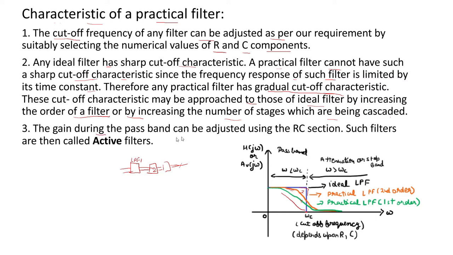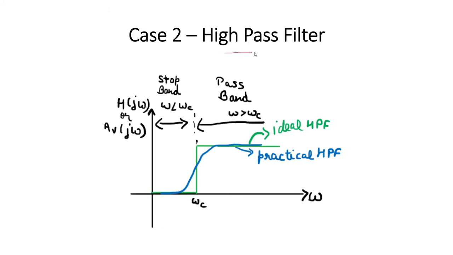The gain during the pass band can be adjusted using the RC section. Okay, so this gain value can be adjusted by using the RC section, and therefore such filters are then called active filters.